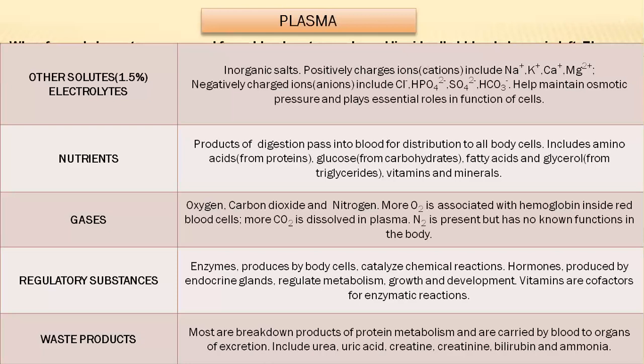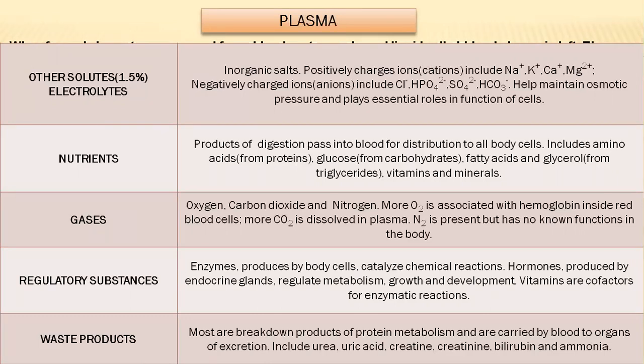Then you also have gases: oxygen, carbon dioxide, nitrogen. You have more oxygen, which is associated with the hemoglobin inside the red blood cells. And then you also have more carbon dioxide, which is dissolved in plasma and is also transported as such. Then you have some amount of nitrogen, which is also present in blood, but its function in the body is not well known or documented.